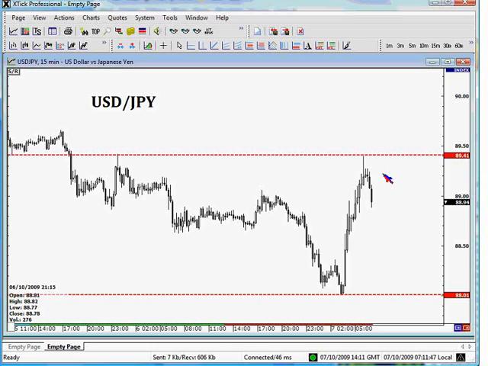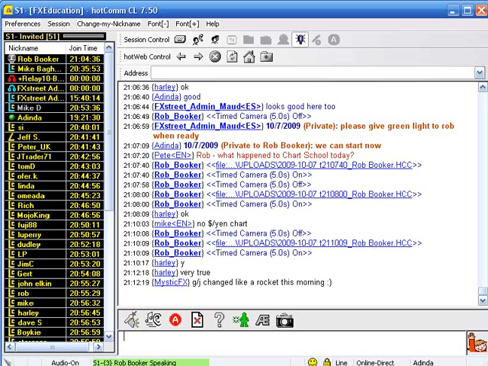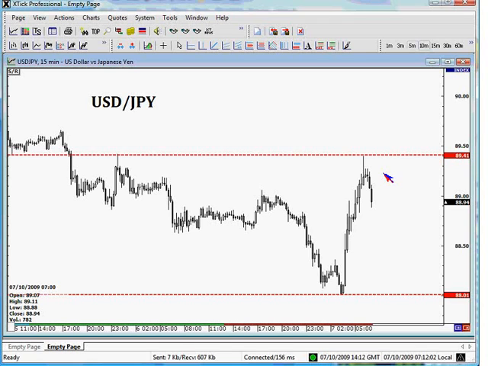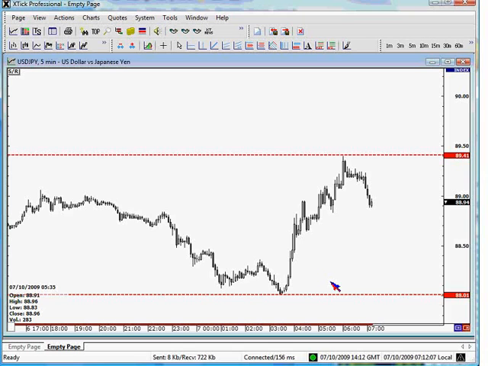So we're looking at a range in between 89.50 and 88. And you're right, the pound yen just changed like a rocket ship this morning, and that's exactly what we're talking about here. All the yen pairs seem to move pretty significantly all at the same time. Let's go down to the 5-minute chart and see what it's doing inside this range.